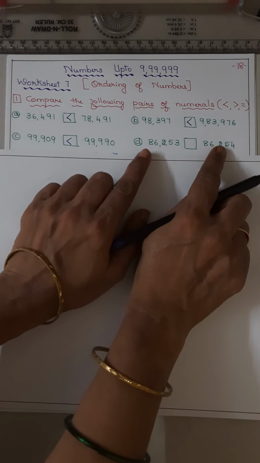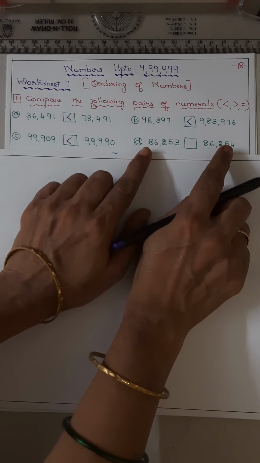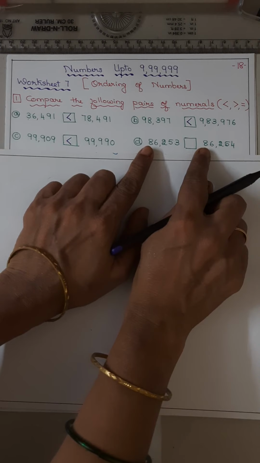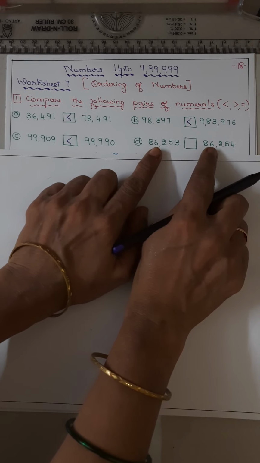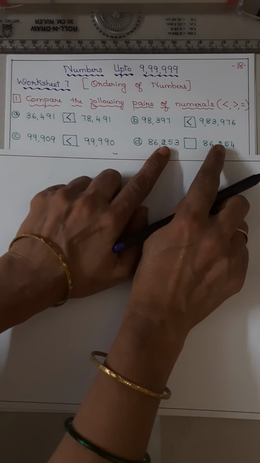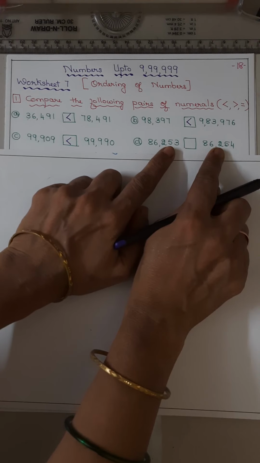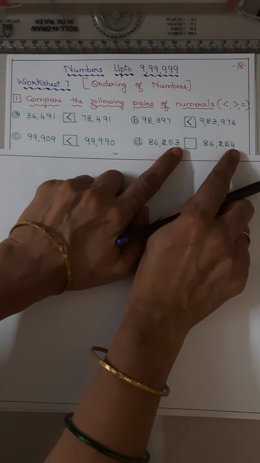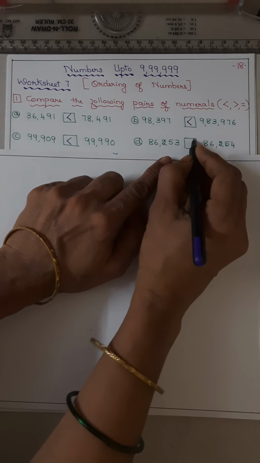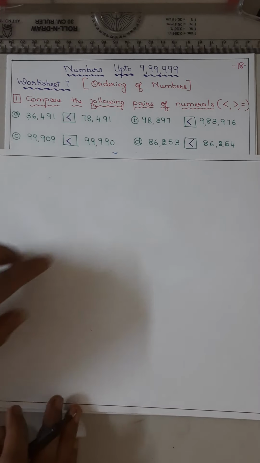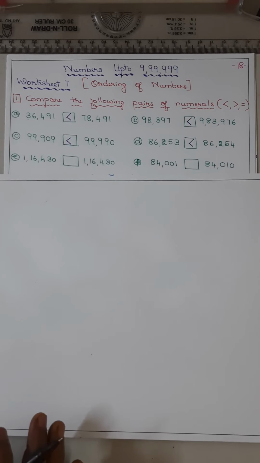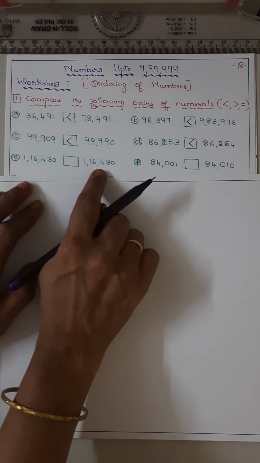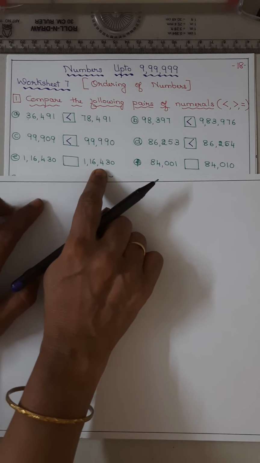Now it is a 5 digit. Now compare, equal number of digits. So compare the digits from the left. 8, 8 equal; 6, 6 equal; 2, 2 equal; 3, 5, 5 equal; 3 and 4. 3 is lesser than 4. Is it clear?